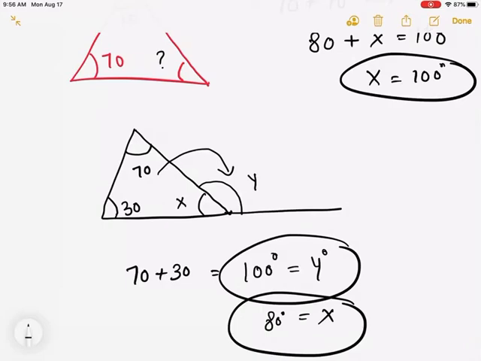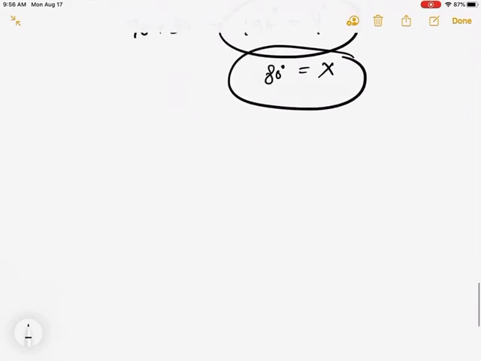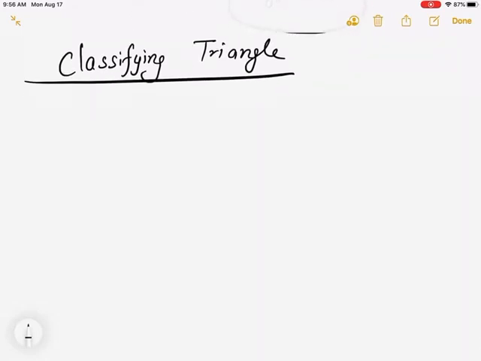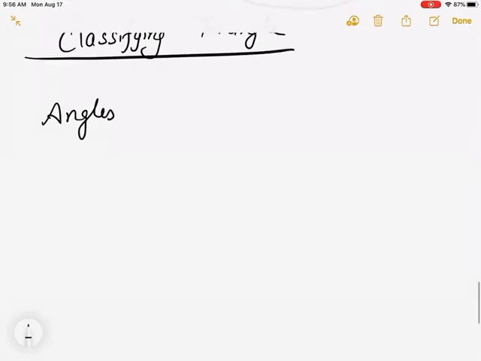Okay, so the next one is about types of triangles. We're going to be learning about classifying triangles. How do we classify triangles? Based off angles and side lengths. Let me start off with angles first.